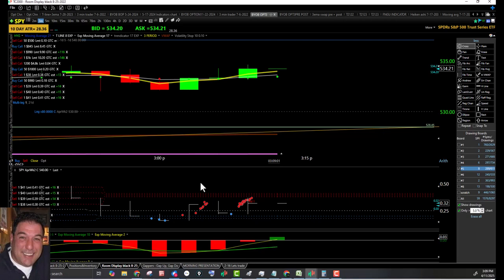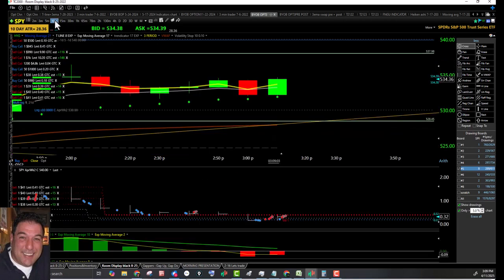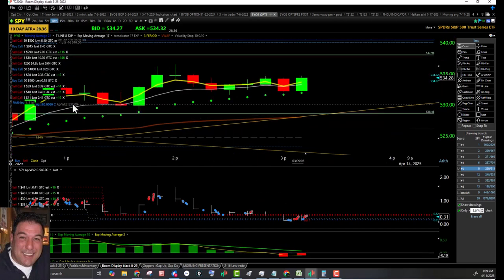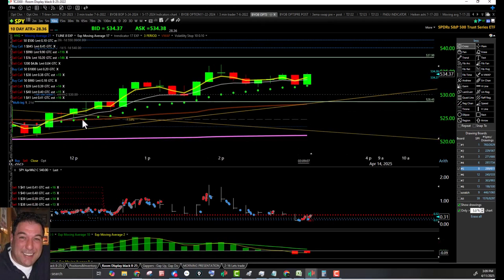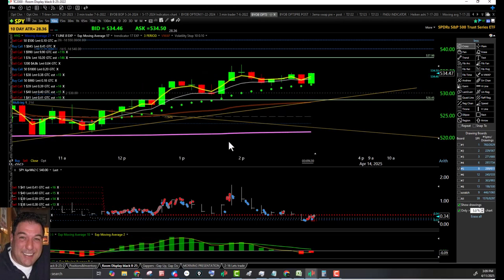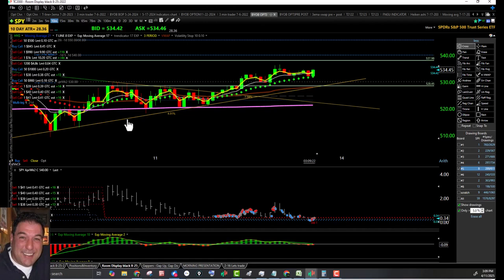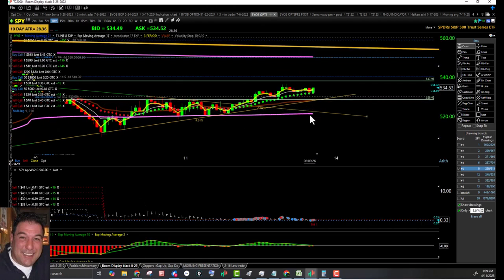All right, so what we've got here on the 10-minute chart is a 10-minute uptrend right here. See this space? You've got the 3 EMA on top of the 8 EMA, and that trend is up over VWAP. VWAP would be this brown line right here. This gold line is the uptrend line. This gold line is the downtrend line.